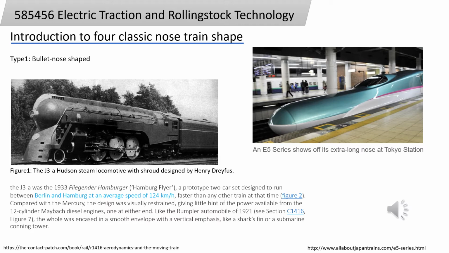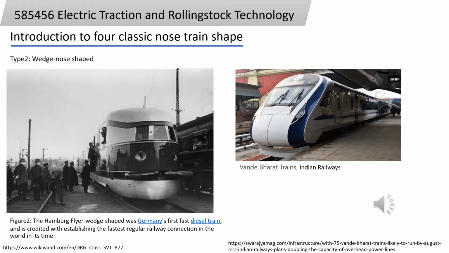The speed is around 300 to 320 km per hour for a high-speed train in Tokyo. The second type of nose train shape is the wedge nose shape. We can show you in Figure 2 an example of a train from the past.